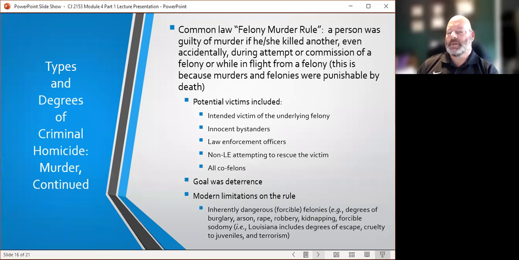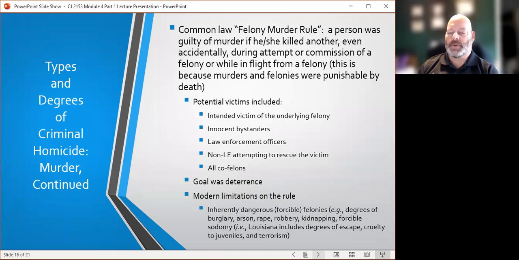Potential victims under the felony murder rule included the intended victim of the underlying felony, any innocent bystanders, law enforcement officials, non-law enforcement attempting to rescue a victim, and all co-felons in the act. The goal of the felony murder rule, of course, was deterrence.